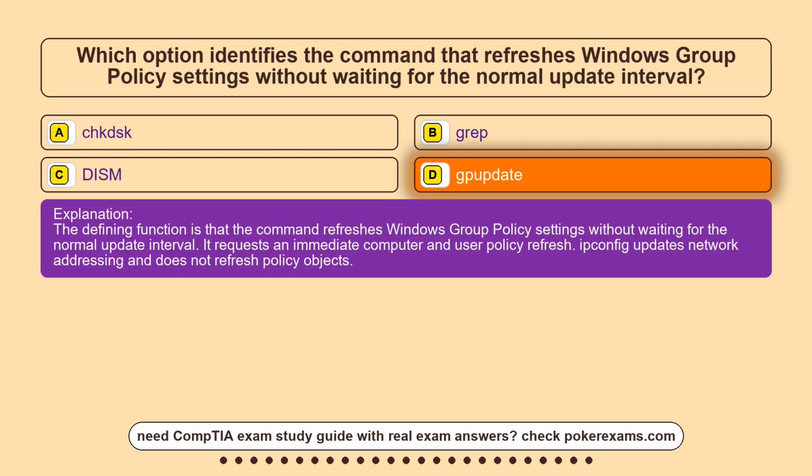gpupdate. The defining function is that the command refreshes Windows group policy settings without waiting for the normal update interval. It requests an immediate computer and user policy refresh. IP protocol configuration updates network addressing and does not refresh policy objects.